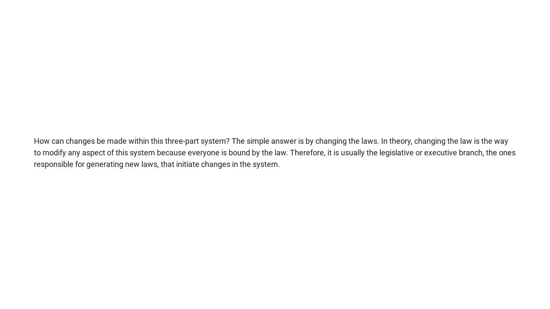The simple answer is by changing the laws. In theory, changing the law is the way to modify any aspect of this system, because everyone is bound by the law. Therefore, it is usually the legislative or executive branch, the ones responsible for generating new laws, that initiate changes in the system. How do these changes typically occur? Through elections. Imagine we, the people, want to change a law in this current model of democracy.